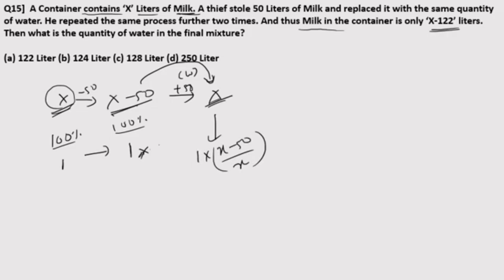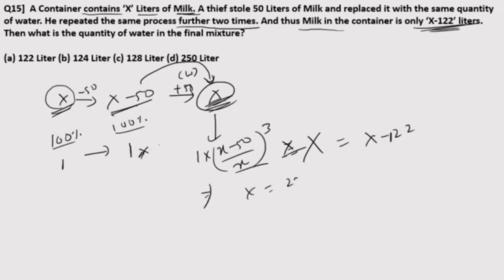And this operation happens 2 more times, so it becomes the fraction to the power 3. Every time, after every operation, you are back to x. So multiplying by x, since we are talking about quantity, this is equal to x minus 122. Now if you solve this, you will find x comes out to be 250.